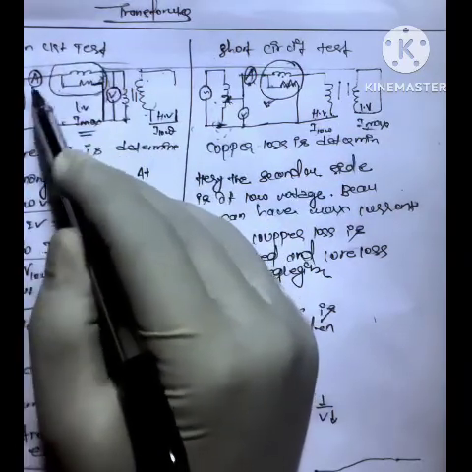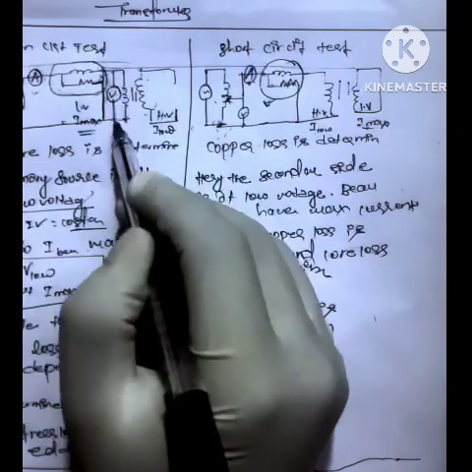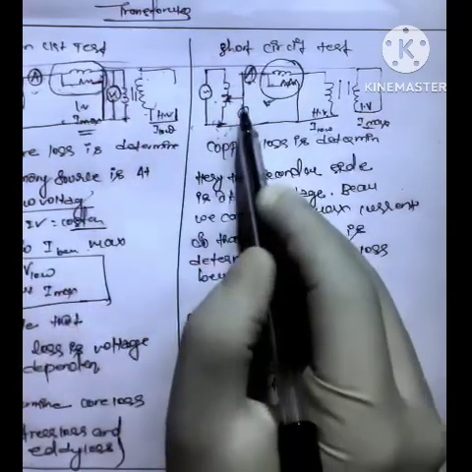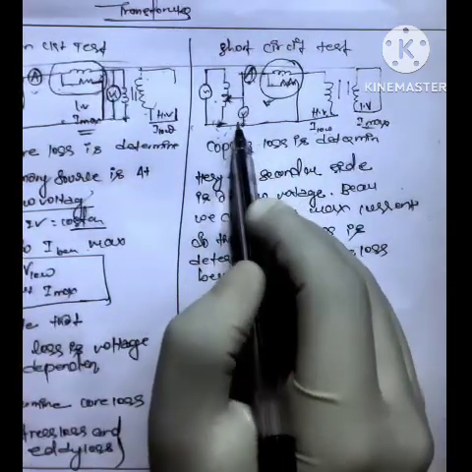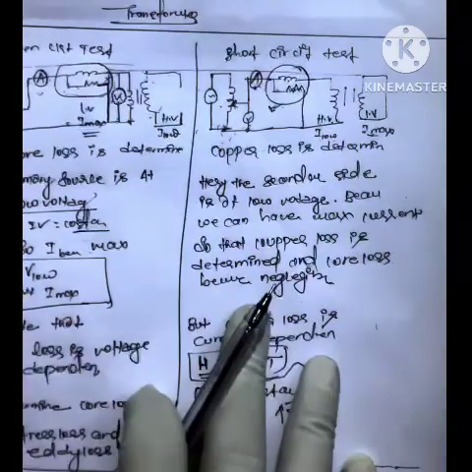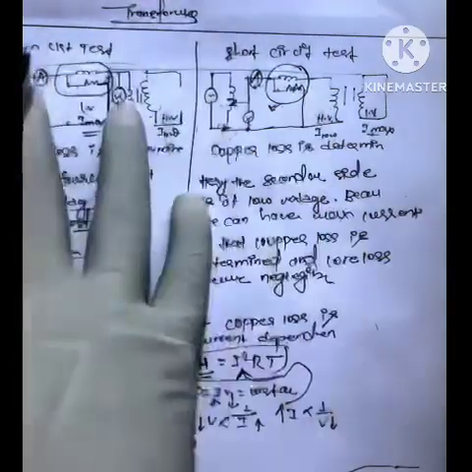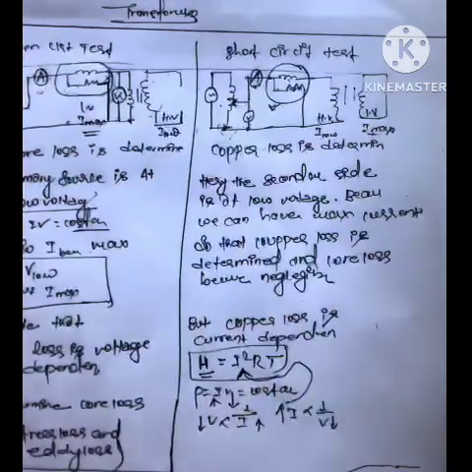This ammeter measures the current and is connected in series combination. This voltmeter is connected in parallel combination. After the wattmeter, I have connected the voltmeter in parallel combination. Note that this is how we calculate, and this is how we do the open circuit and short circuit tests on the transformer. Okay, fine. Thank you.